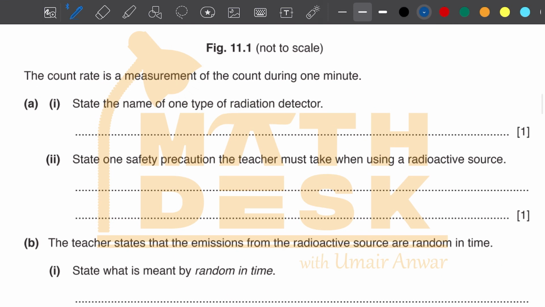So the most commonly used radiation detector could be Geiger Miller detector.